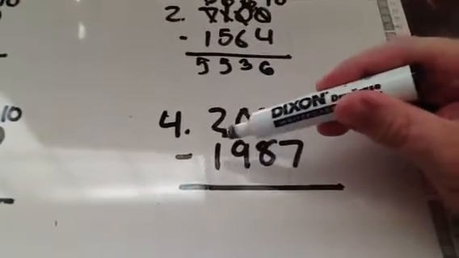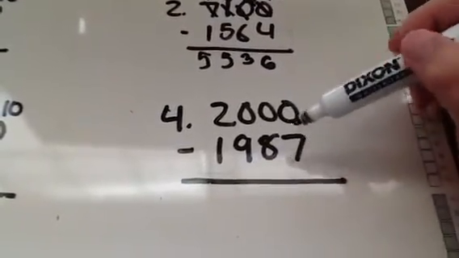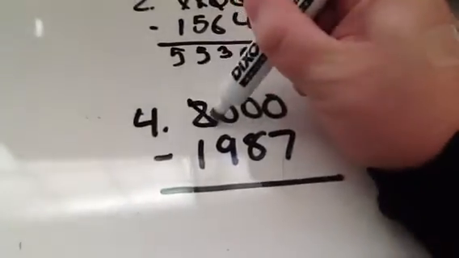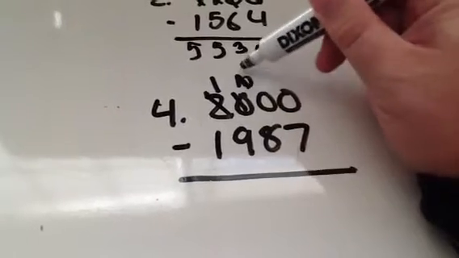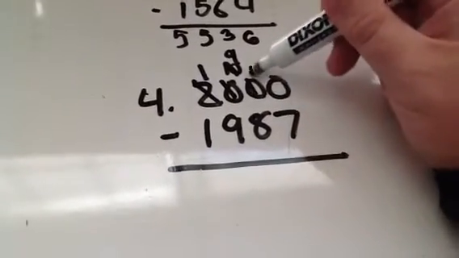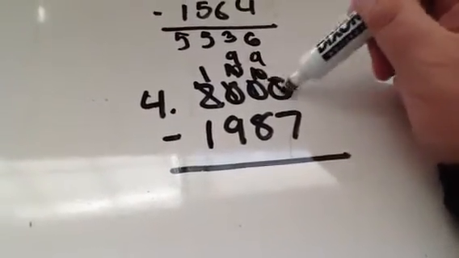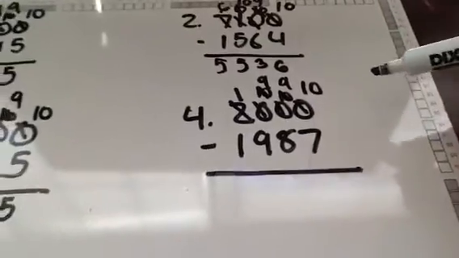On number 4, again, we're subtracting thousands. So we have 2,000 minus 1,987. Again, we're starting from the left side. We're going to cross it off, make it a 0. That has to become a 9. That has to become a 9. We're going to start with our 1s.